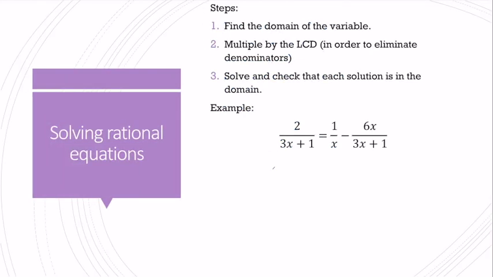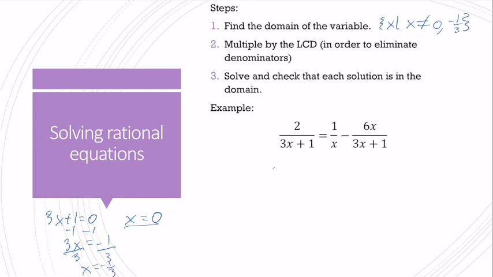So I'm going to take 3x plus 1 equals 0 and x equals 0. I'm going to subtract 1 from both sides. I get 3x equals negative 1, and I divide both sides by 3 to find that x equals negative 1/3. So the two values that x cannot take on, the values that are not in my domain, are when x is 0 and when x is negative 1/3.